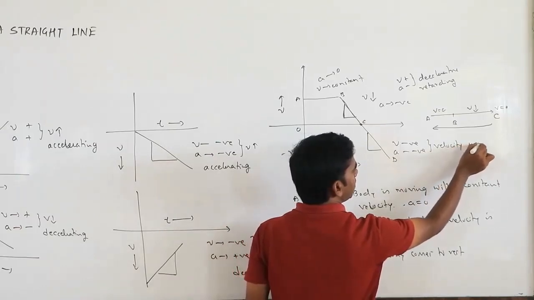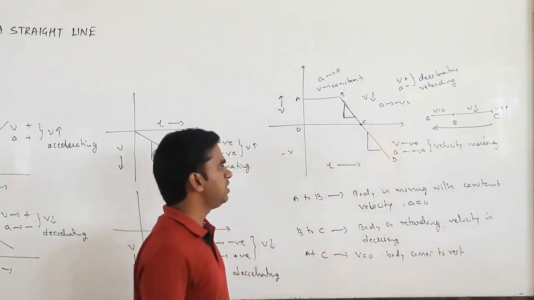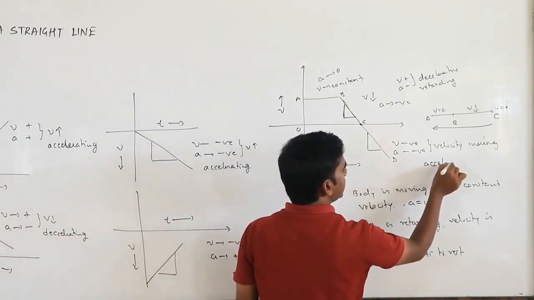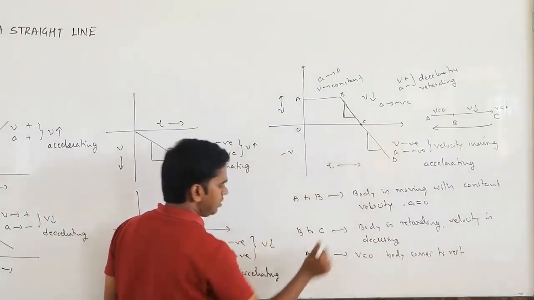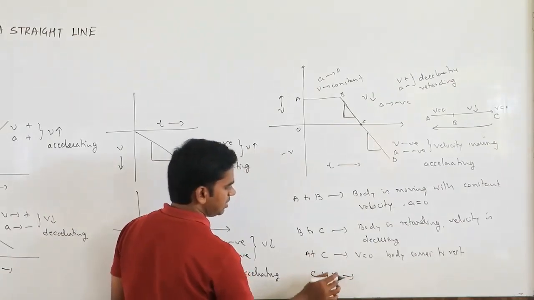It is returning, but its velocity is increasing. Getting the point? Means what? It is again accelerating. So from C to D, what is happening?